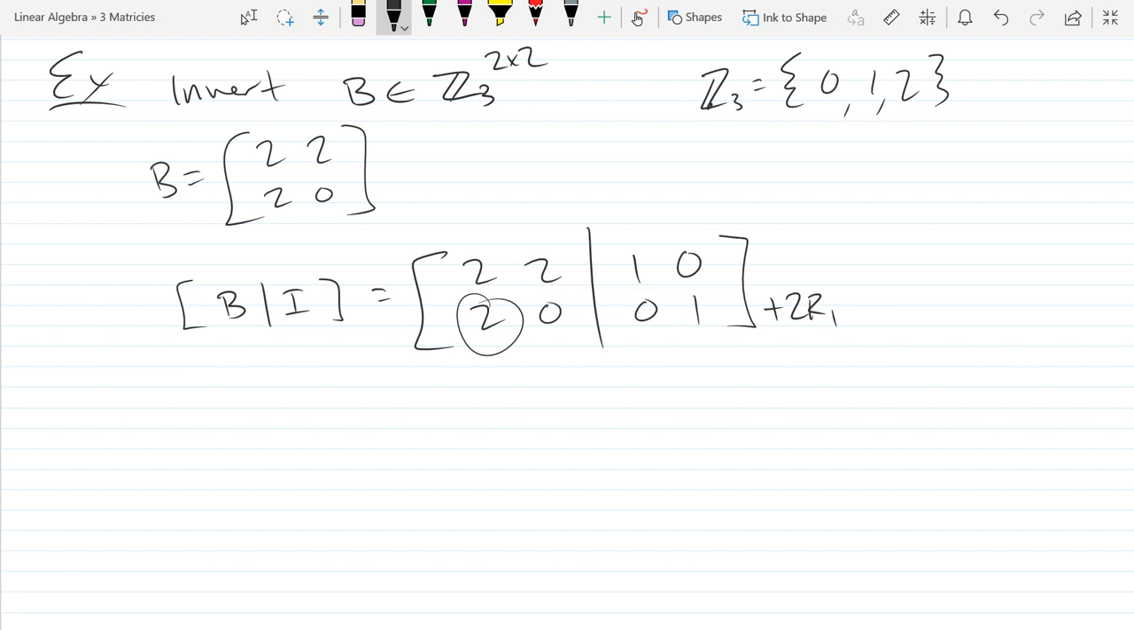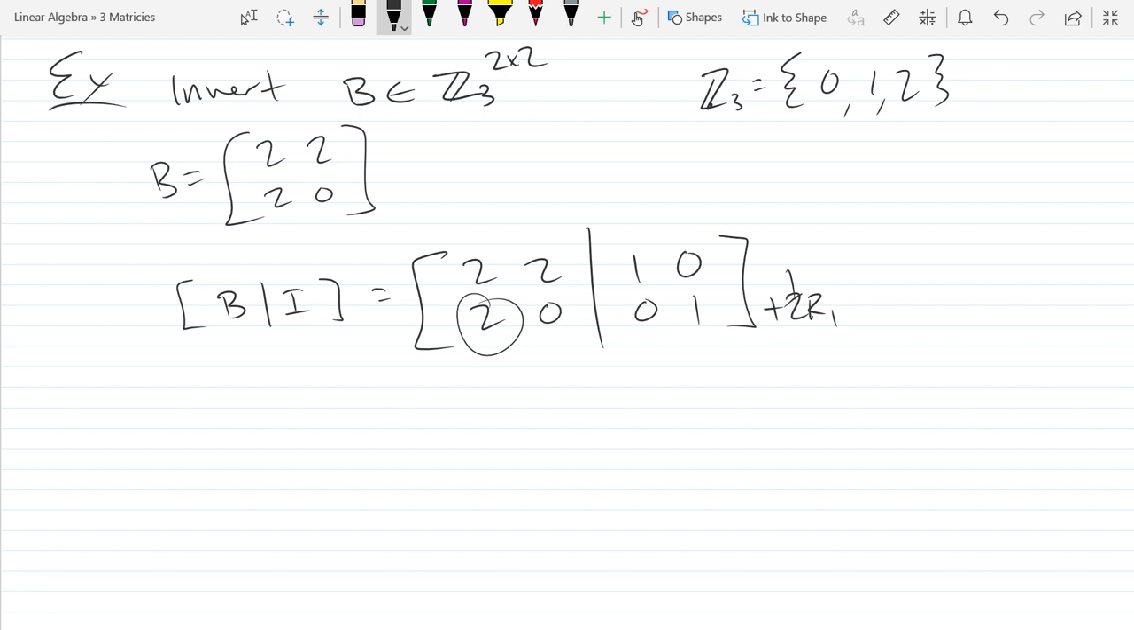I could add 1, but remember, you can't really write 1 half row 1. There is no division either, so we can't do that. 1 half is not an element of Z3. So your choices are 0, 1, and 2, which is why I wrote them above. So we can take a multiple of row 1, either multiply it by 1 or multiply it by 2. Those are the two choices.